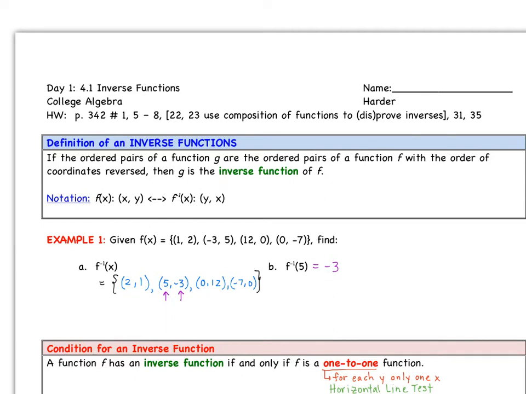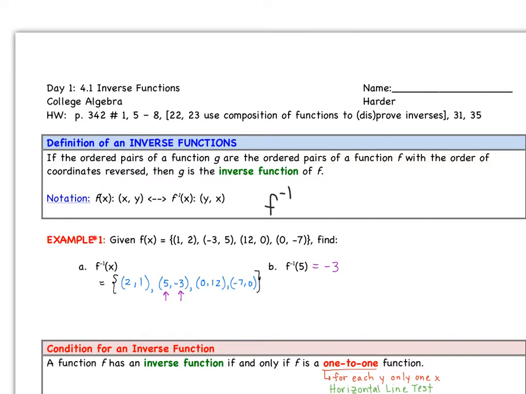If the ordered pairs of a function g are the ordered pairs of a function f with the order of the coordinates reversed, meaning the x's and y's are flip-flopped, then g is known as the inverse of f. And the notation we would use: if f of x is the ordered pair (x, y), then the inverse of f, and if you look closely, that's the notation f to the -1, but we don't say f to the -1, we say f inverse. All we do is we switch the x and y values.